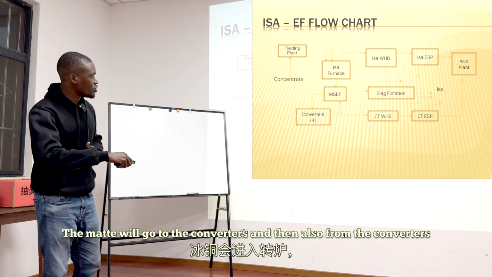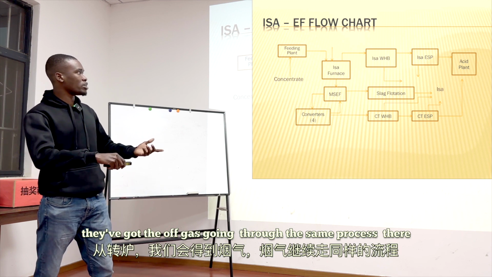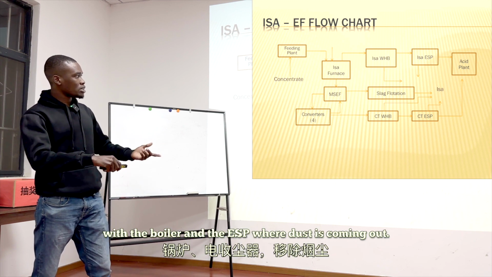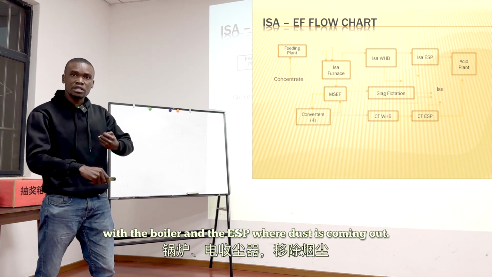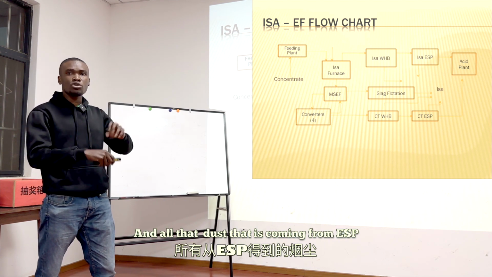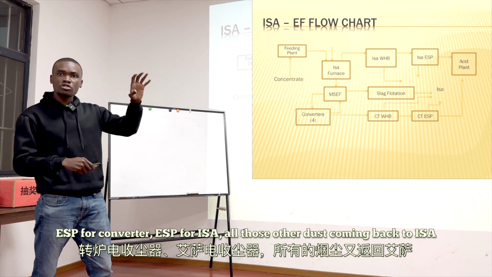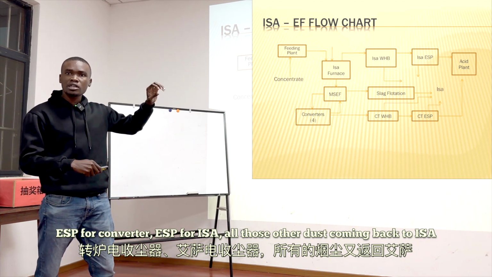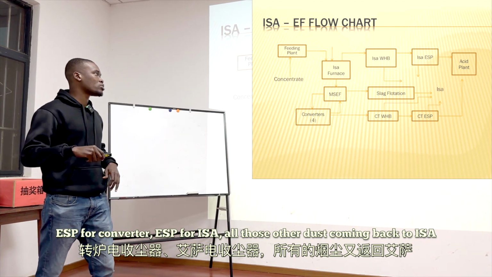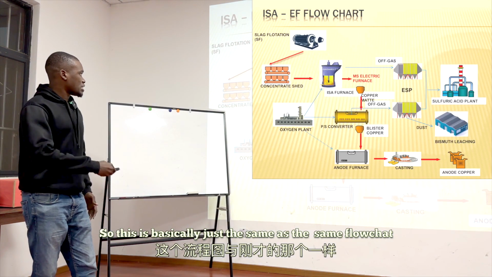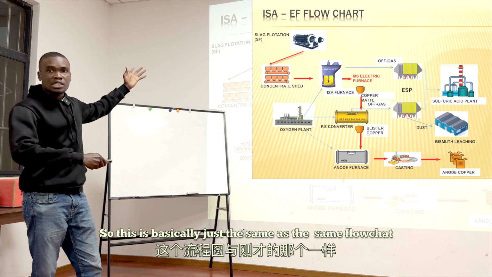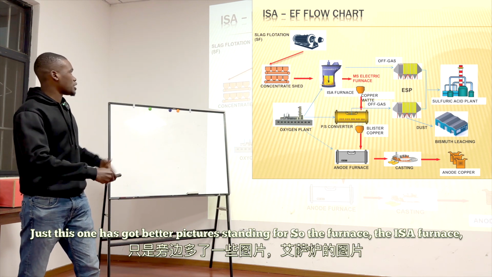And then also from the converters, they've got the off gas going through the same process there with the boiler and the ESP, where dust is coming out. All that dust coming from all ESPs, the ESP for converter, the ESP for ISA, all that dust is coming back to ISA at the concentrate shed so that we can feed it again. So this is basically the same flowchart. Just this one has got better pictures for understanding.